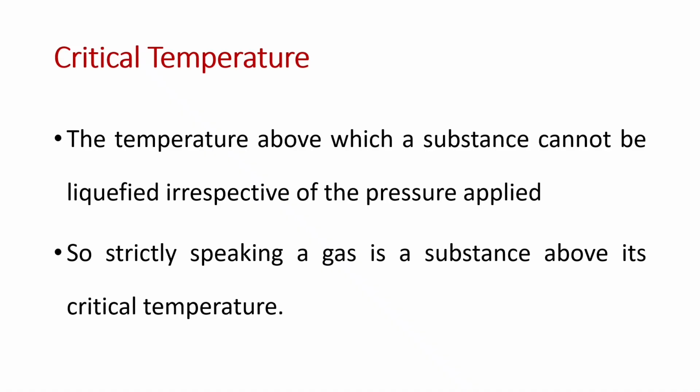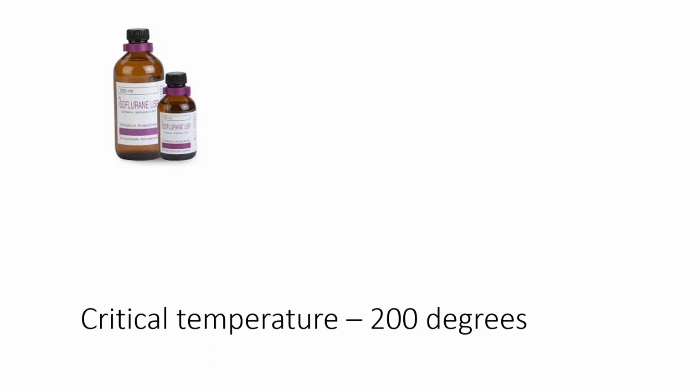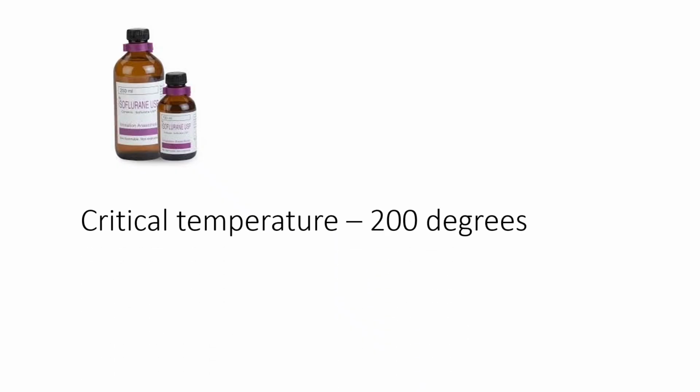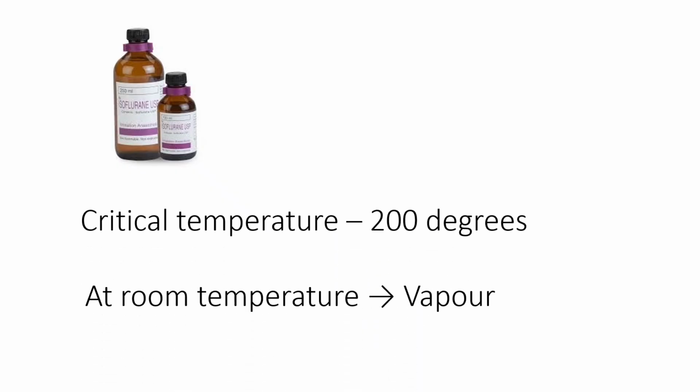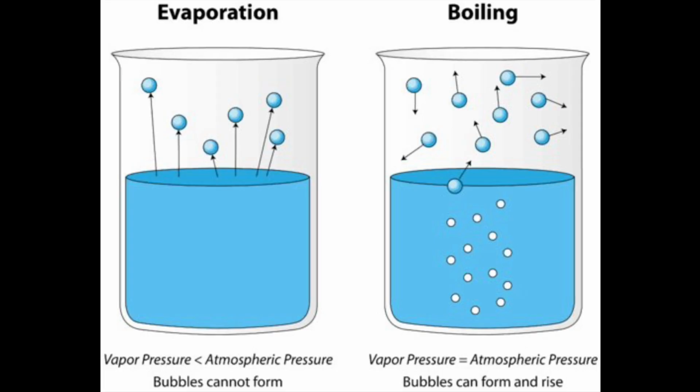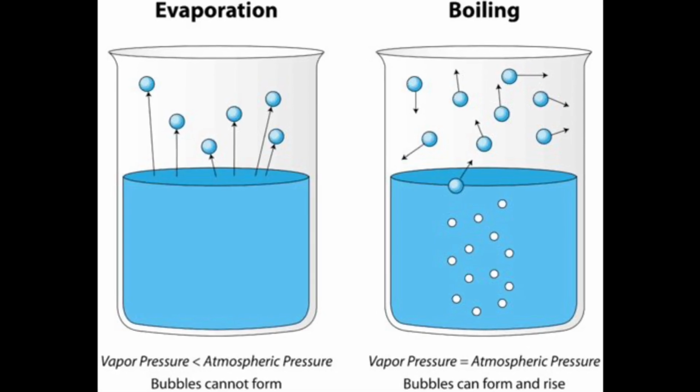Let us take isoflurane as an example. The critical temperature of isoflurane is about 200 degrees Celsius. Therefore, at room temperature, that is 21 degrees Celsius, the gaseous phase of isoflurane would be called isoflurane vapor. This brings us to another basic concept, vaporization. Now, what is vaporization? Vaporization of an element or compound is a phase transition from the liquid phase to vapor.